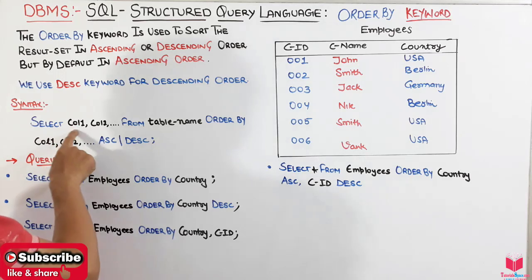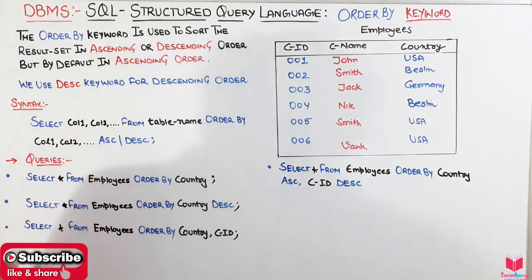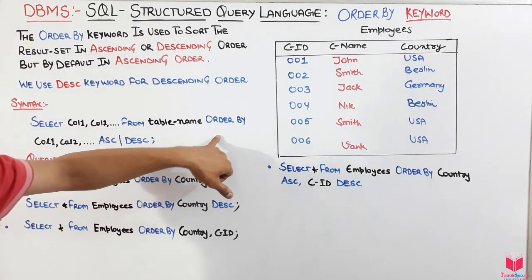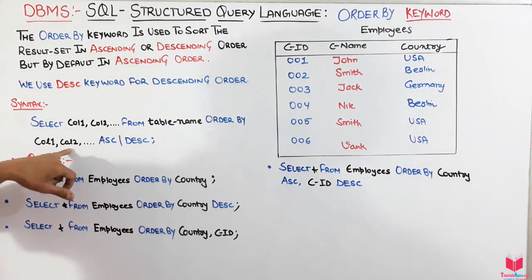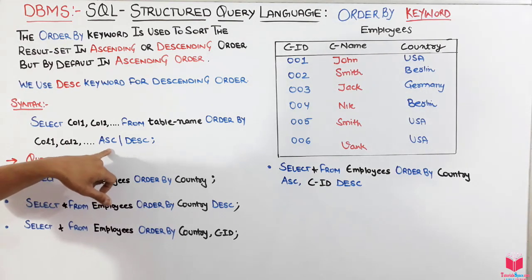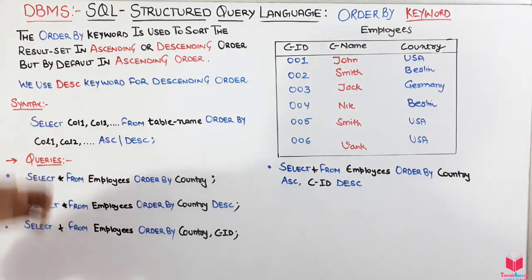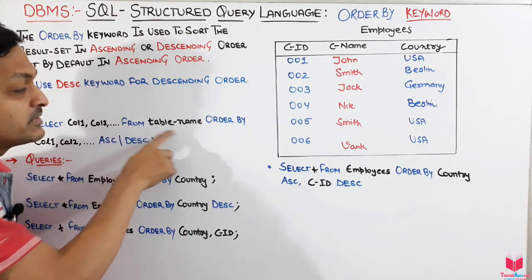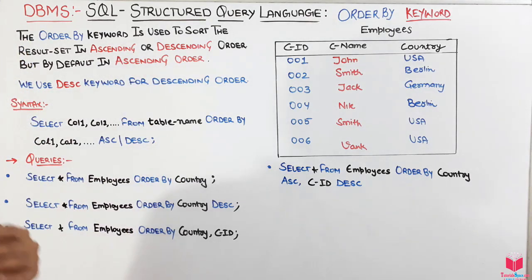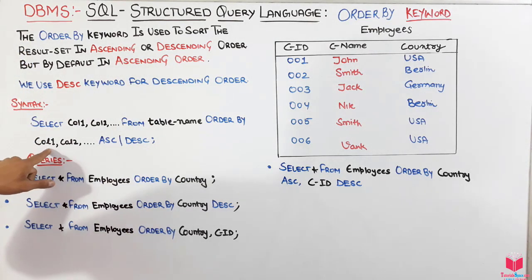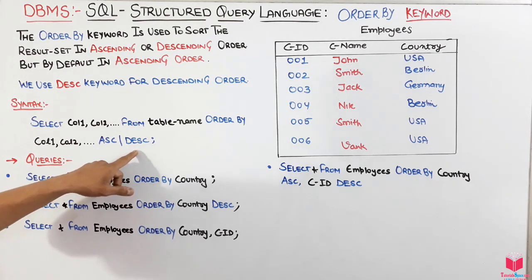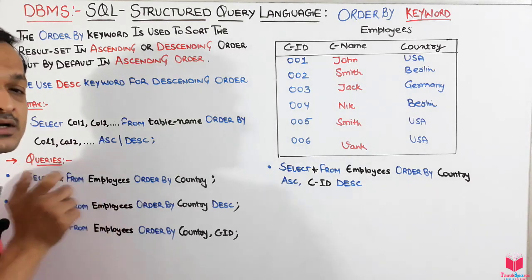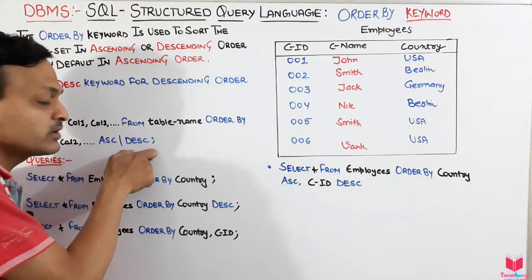SELECT column1, column2, and as many columns as you like, FROM table name, from which table. Then use the ORDER BY keyword with column1, column2, column3, up to you, then ASC or DESC. So what is this query doing? It will select those columns from this table, but it will sort the table on the basis of column1, column2 and column3, in ascending or descending order, whatever keyword you use.